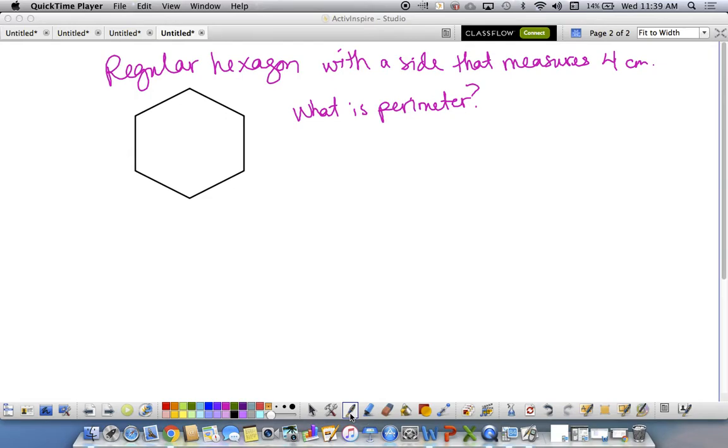So, what would the perimeter be? Well, this is 4 centimeters, this is 4 centimeters, and 4 centimeters. Every side is 4 centimeters, so I would take 6 sides times 4 centimeters apiece, and I would say the perimeter is 24 centimeters. Pretty simple. Perimeter is not going to be that hard because every side has to be the same. You just have to know how many sides each one has.